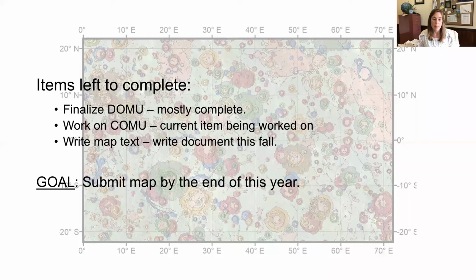My goal is to write the map text throughout the fall and hopefully get everything in a compliant form to be submitted by the end of this year. But again, at the latest, the beginning of next year, prior to the beginning of the spring semester, is basically my goal.